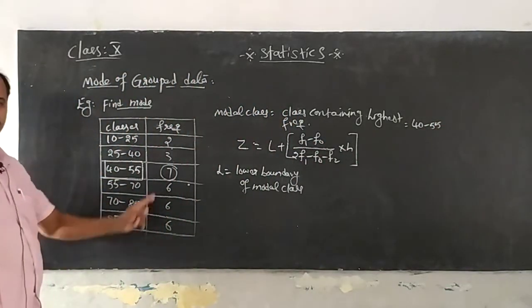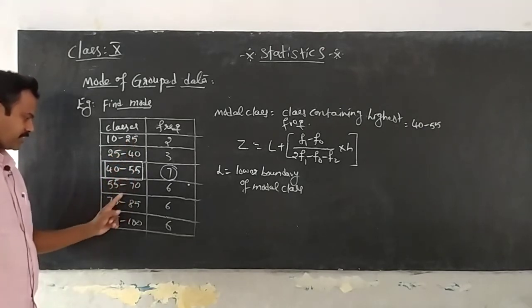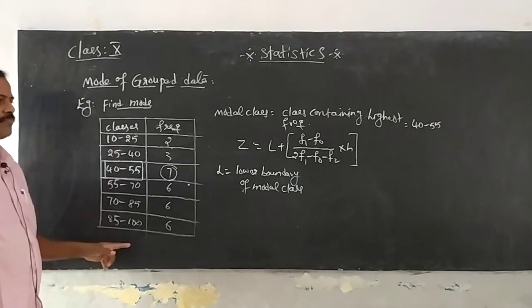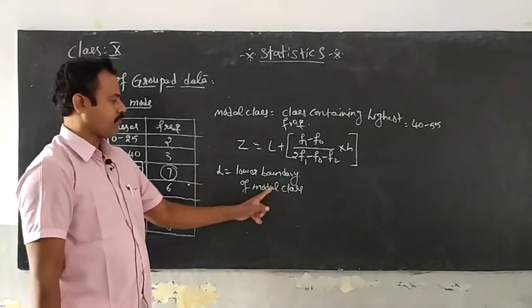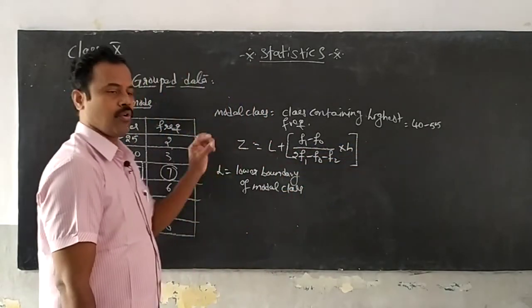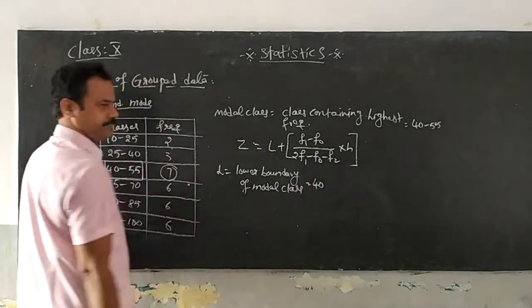Are these inclusive or exclusive classes? Yes, 25, 40, 55, 70, 85. So they are continuous classes, and you call them boundaries. The lower boundary of the modal class 40 to 55 is 40. So your value of L is 40.